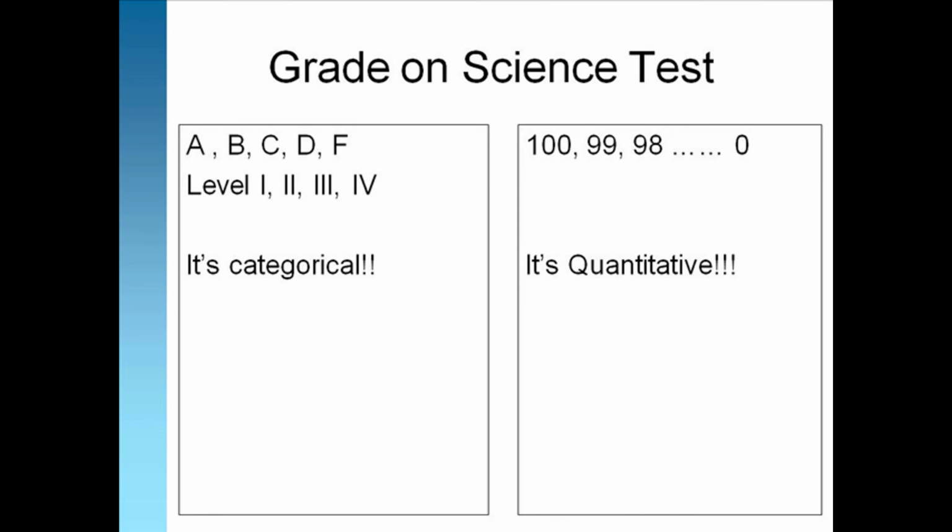Sometimes we need to know what kind of values are being assigned to a variable before we can tell what type it is. Letter grades, A, B, C, D, F, or level grades, 1, 2, 3, 4, are categories. They cannot be averaged, but 0 to 100 grades are numerical and can be averaged. So the grade would be quantitative. Scale scores are also quantitative.